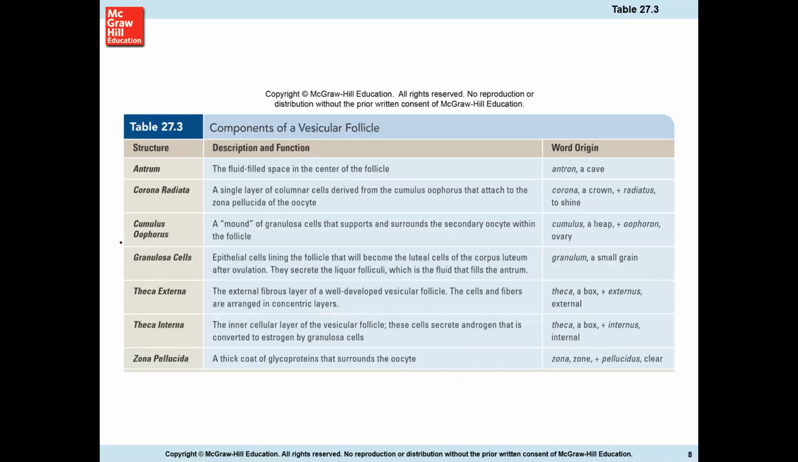So here's the parts. Here's a little bit of our parts. And again, just to notice, I probably won't ask you about the theca externa and the theca interna, but you got to know what an antrum is, corona radiata, granulosa cells, and the zona pellucida. Those are important.